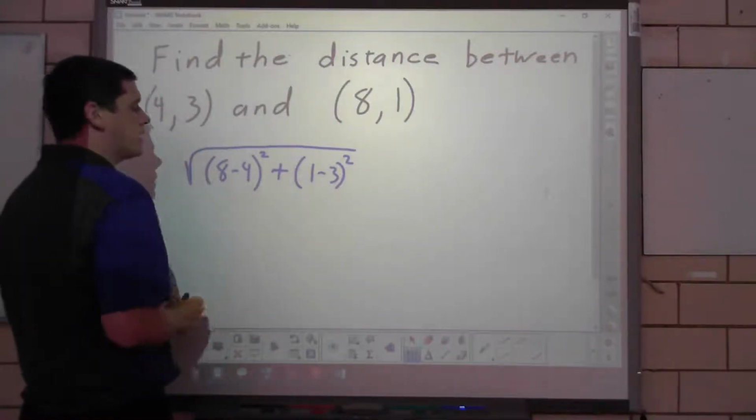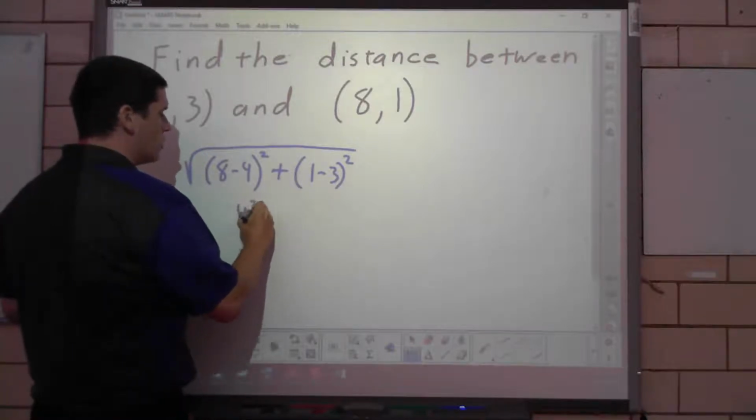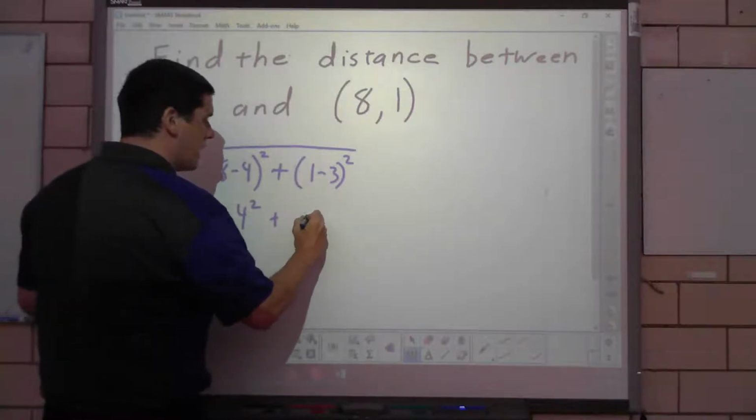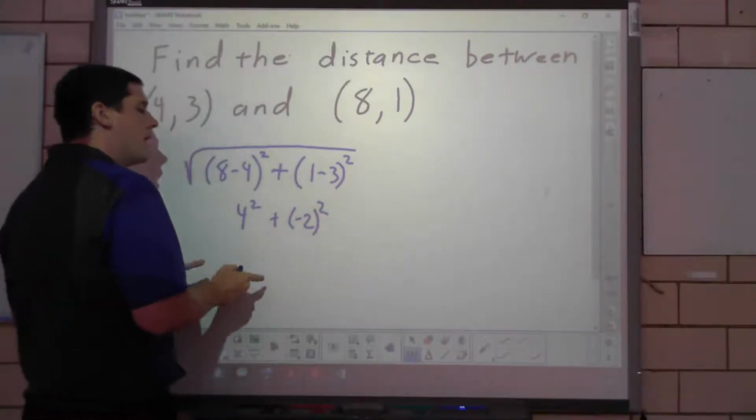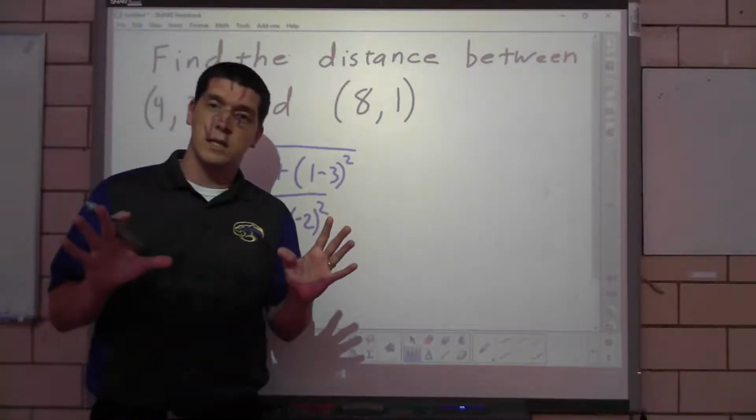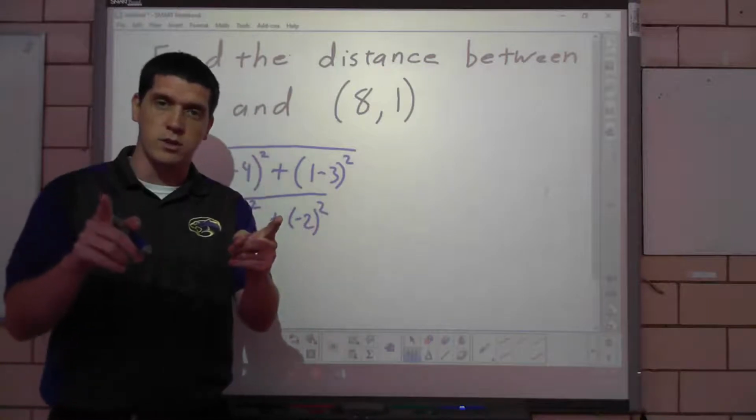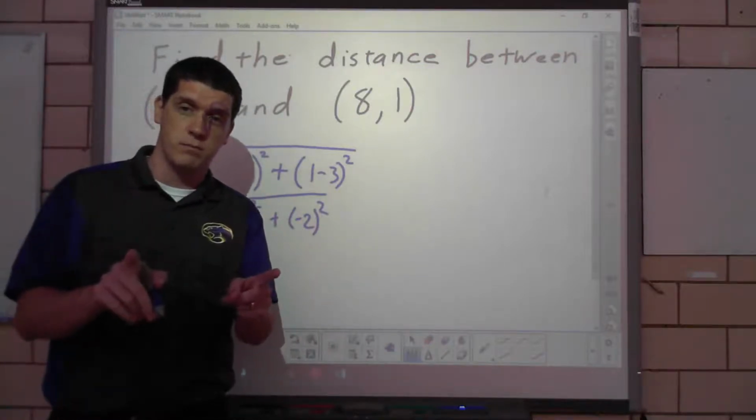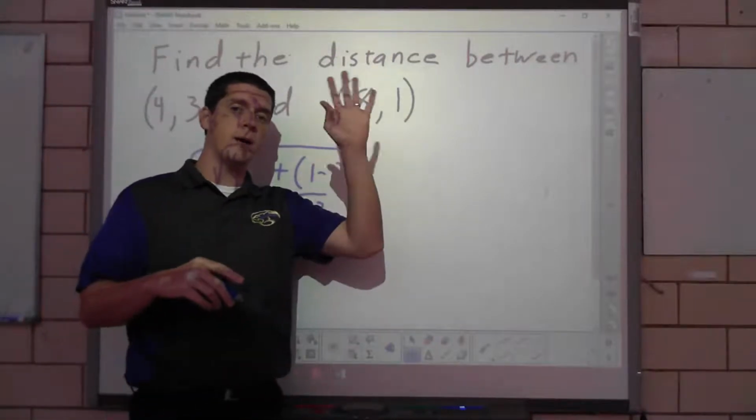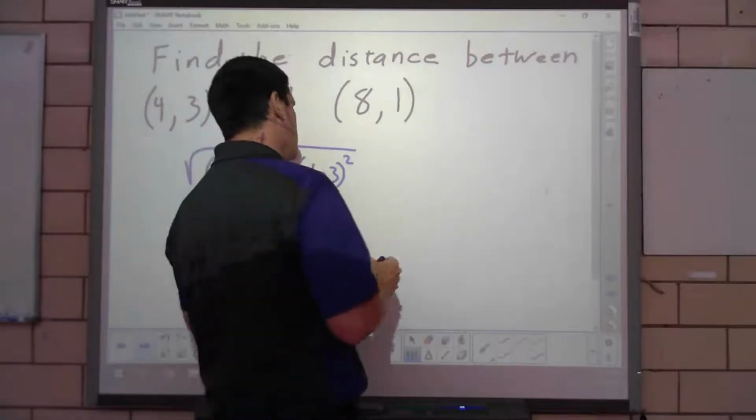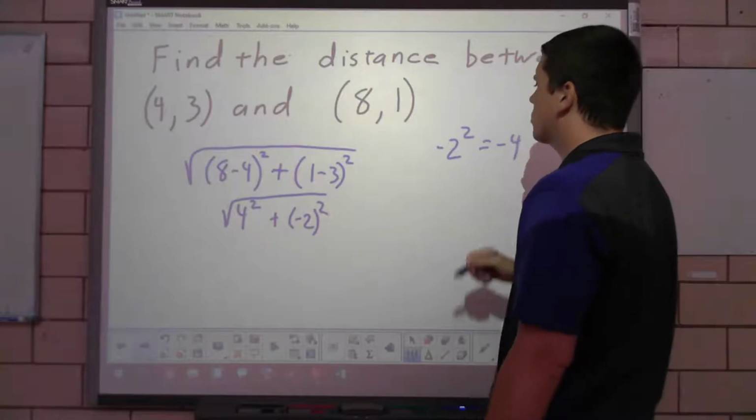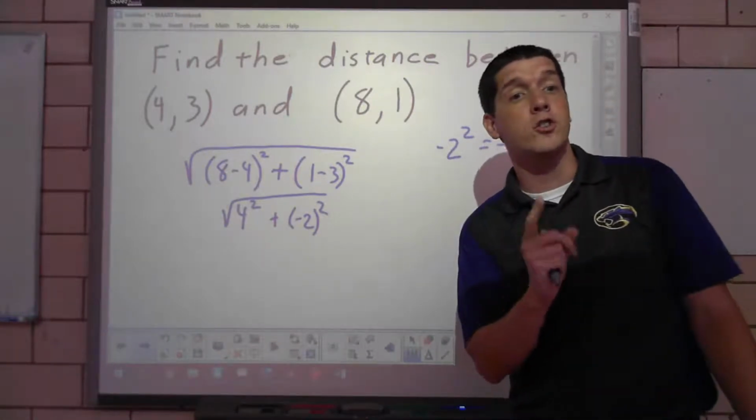So right here, 8 minus 4 gives me 4 squared, plus 1 minus 3 gives me (-2) squared. Now, notice how I wrote this, because there's something I'm going to tell you guys. I want you to take this to heart, so listen closely. Your calculator is stupid, okay? Because some of you guys might go, well, wait, Mr. Keith, when I typed in -2 squared, it said the answer was -4. Yes, because your calculator is stupid.